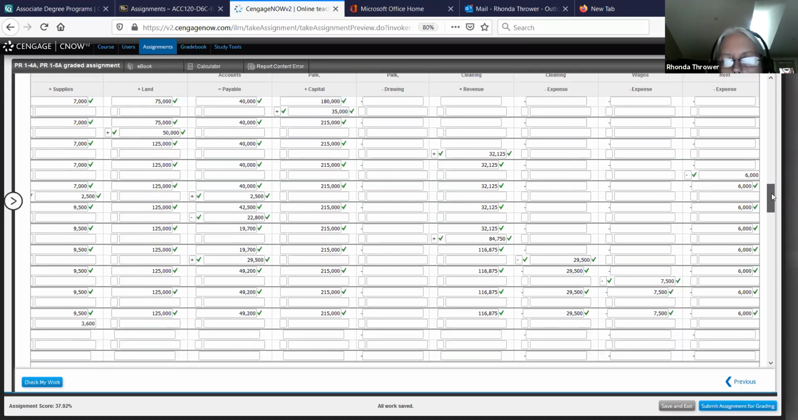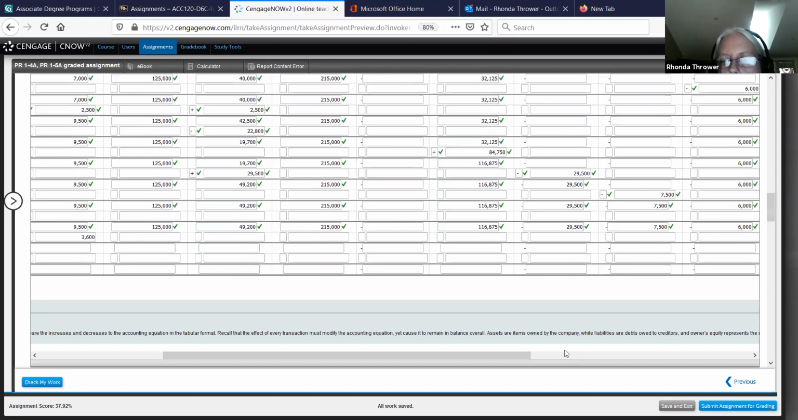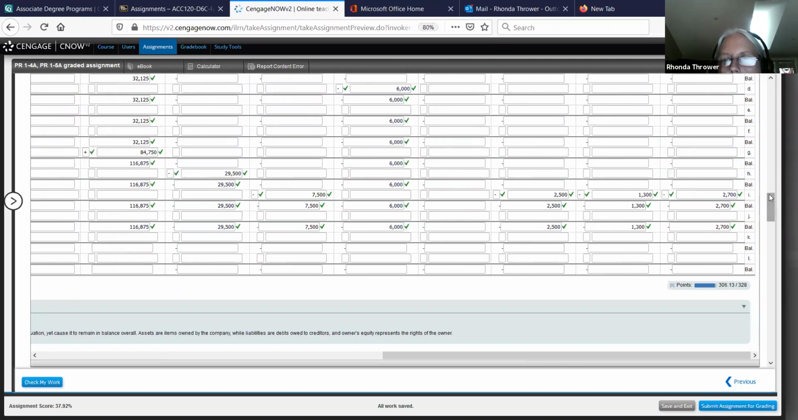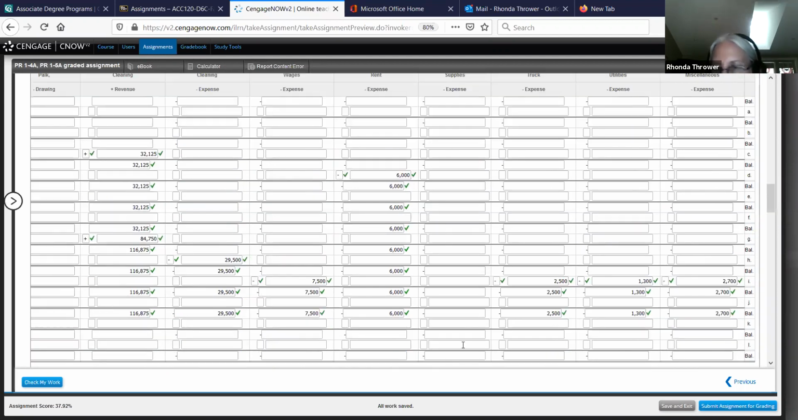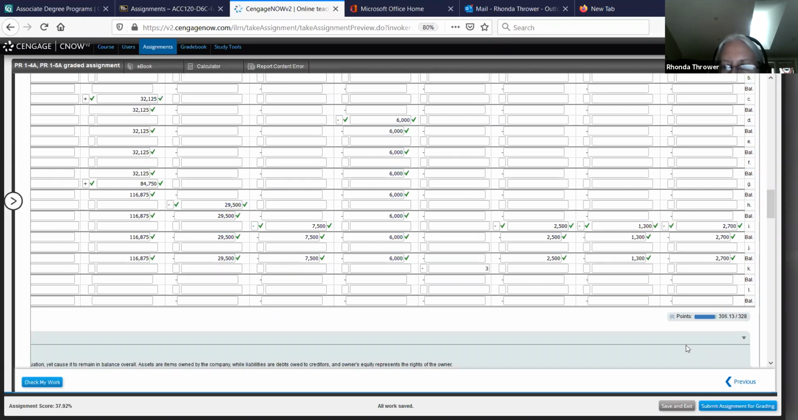I'm going to find the supplies expense. Supplies expense account is right here. We're going to go all the way down to K, I believe it was. K. And we're going to put in a minus sign. And I can't remember what it was, so I'm going to put something in here, and then we'll scroll back over and see what it was, and I'll fix it.